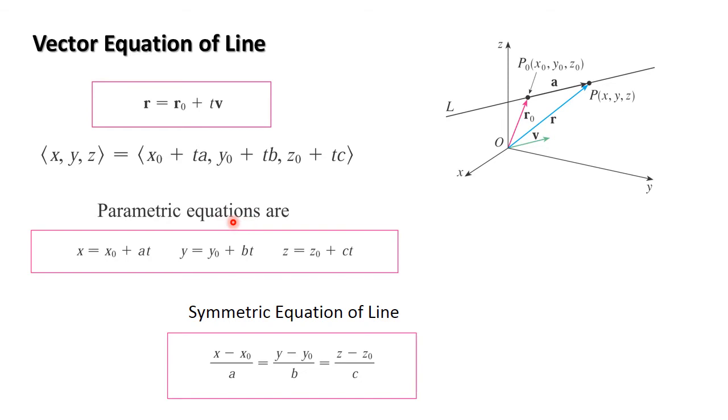Parametric equations are x is equal to x0 plus at. The first one is x, the second one is y, and the third one is z. Symmetric equation of the line: x minus x0 over a, y minus y0 over b, and z minus z0 over c. If we solve these equations for t, we'll get the symmetric equation of the line.